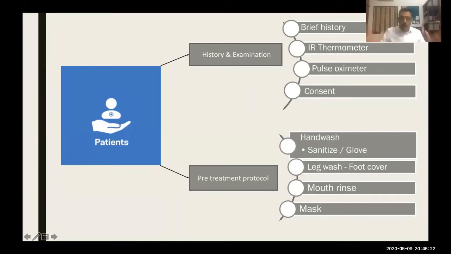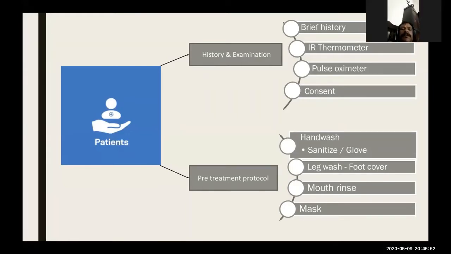So when the patient walks inside, you wash the hand or you sanitize or you glove the patient. Leg, foot cover is the ultimate. If you can rinse, it is very good. Rinse first with chlorhexidine and then followed by betadine is super good. Mask, definitely a 3-ply mask is essential. When you are allowing a patient to come inside your practice, it is better not to allow the cloth mask. Cloth mask is definitely not good, and it is also not allowed by the WHO. So I do not advise you to do that.